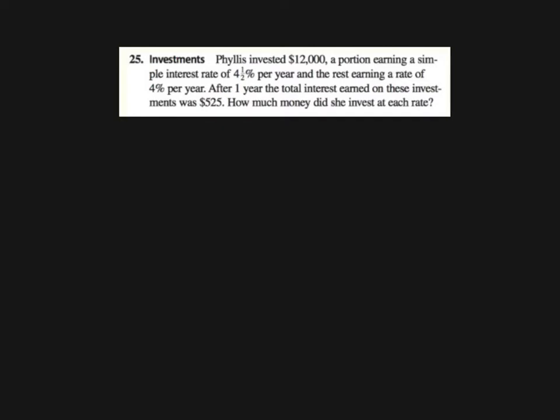We have Phyllis investing $12,000, and a portion of that money is going to earn simple interest at 4.5% per year, and the rest, so $12,000 minus whatever the portion was, at a rate of 4% per year. And then after 1 year, the total interest on the investment was $525.